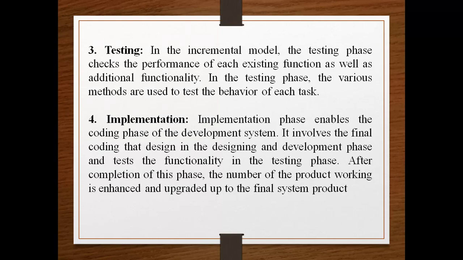After completion of all the phases, the number of products working is enhanced and upgraded to the final system product. So once you're done with all the functionalities and you know now that this is my last, or it should complete my program, and this is what I want in my system, at that time you have to see that on completion of this phase, which product is working and what can be upgraded to the final system product.